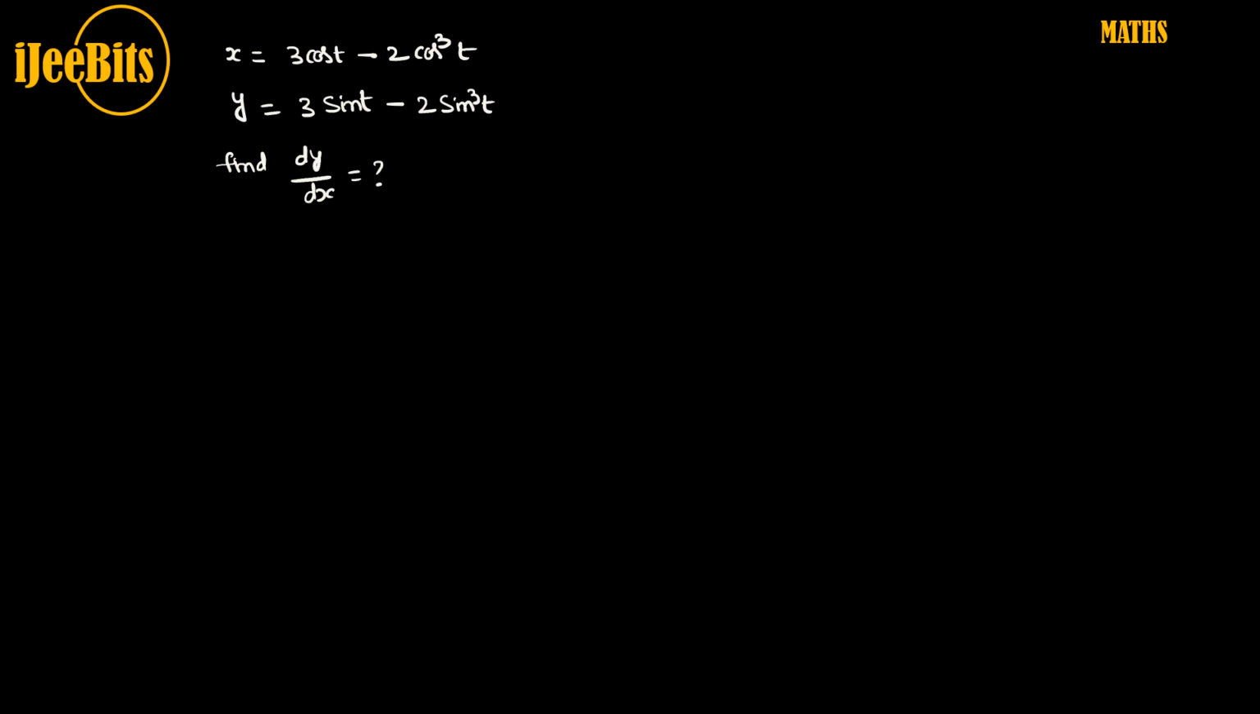Let's look at this one. We have two functions, x and y, with respect to t, right? But the ask is dy by dx. How do you solve this one? You have to apply dy by dt, the first one, divided by dx by dt. That is how you can solve this problem. Clear? Let me clean this up.